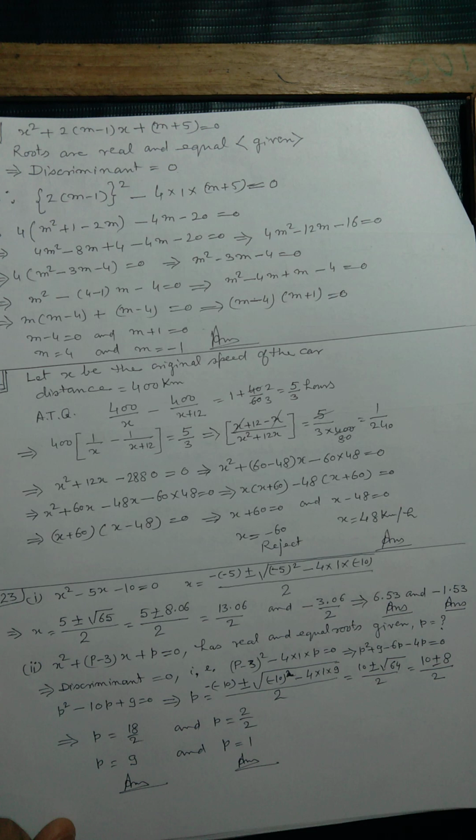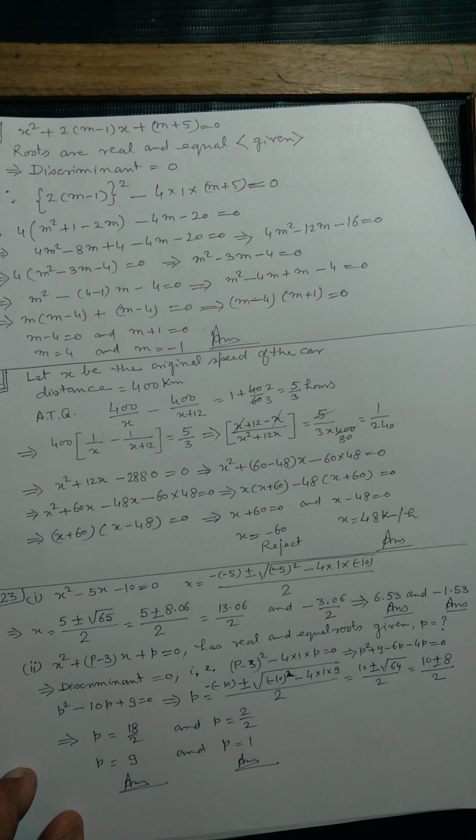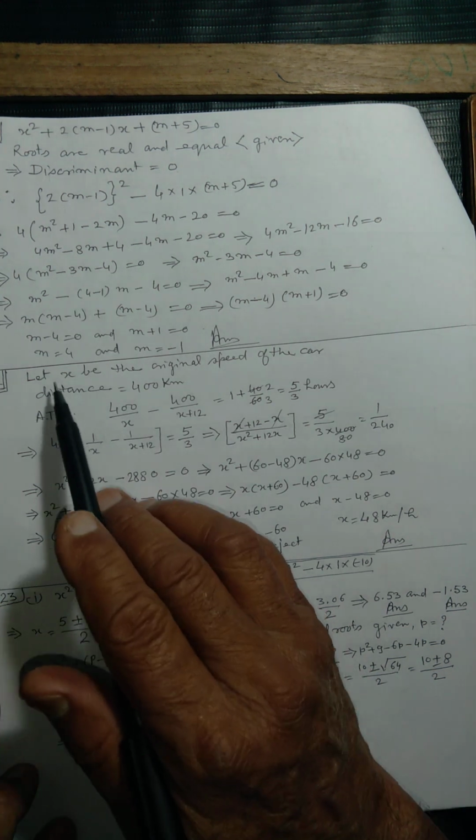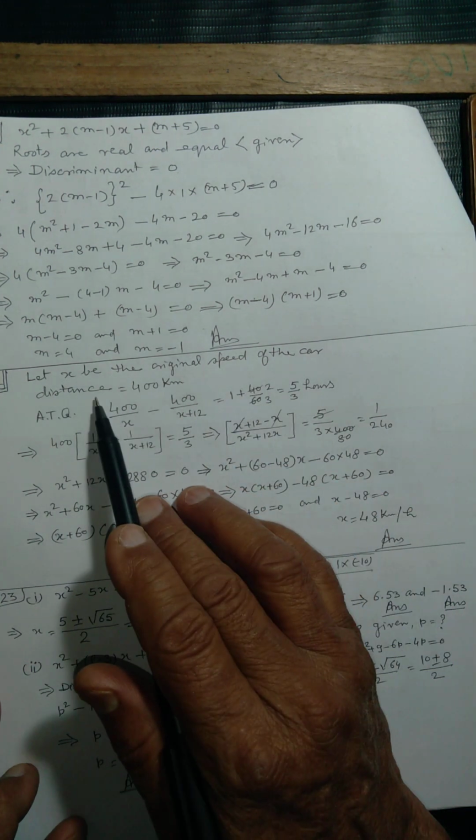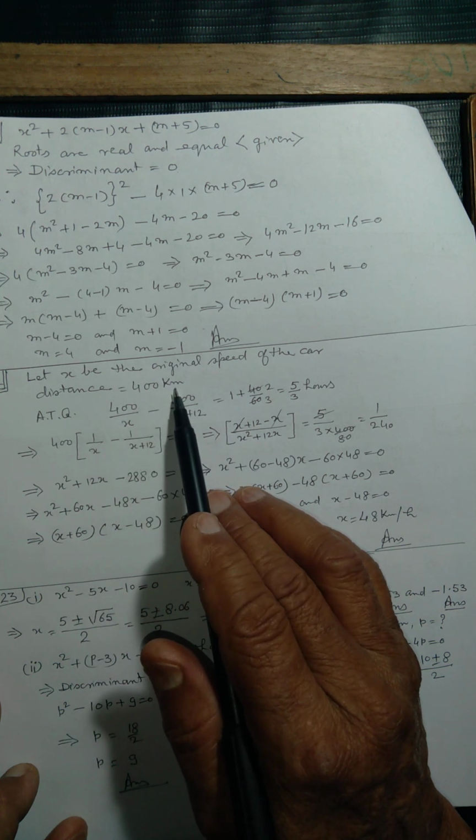Now proceed to the question number 22. A car covers a distance of 400 km at a certain speed. Had the speed been 12 km more, the time taken for the journey would have been 1 hour 40 minutes less. Find the original speed of the car. Here, let x be the original speed of the car. Distance is given, that is 400 km.